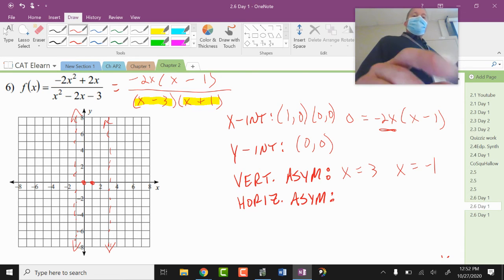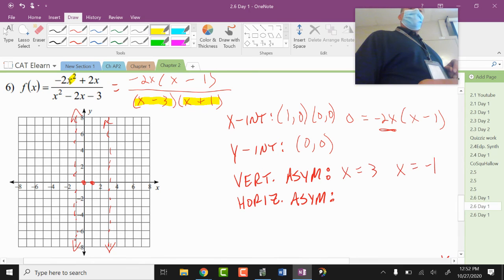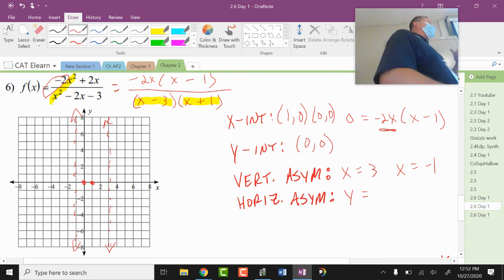And then Ryan, it's that rule again. I just went over it. These are equal in degree. So what is the horizontal asymptote? Calling you out on this one. Oh, when the degrees are equal. Actually, it was the one before that. What is it? Negative 2.